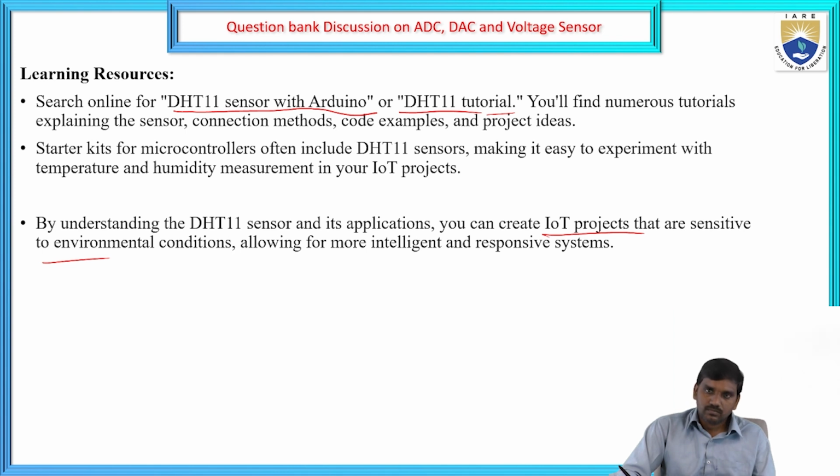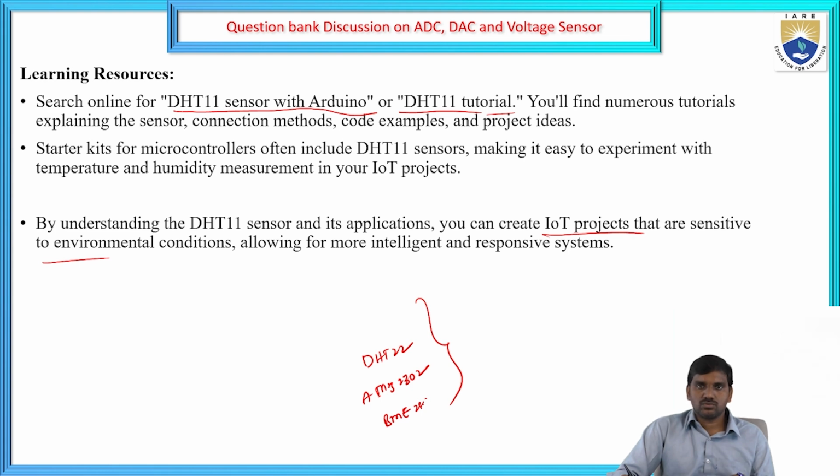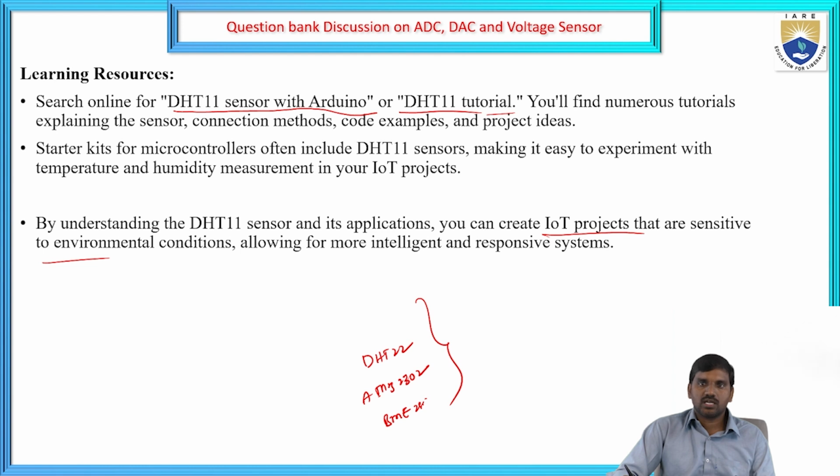So we have some alternatives for DHT11: DHT22, AM2302, BME280. In case of failure to use DHT11, in place of that we may use these three types of sensors to develop IoT projects. So these are the question bank discussion on analog to digital and digital to analog converters with voltage sensors. Remaining we continue with the next lecture.